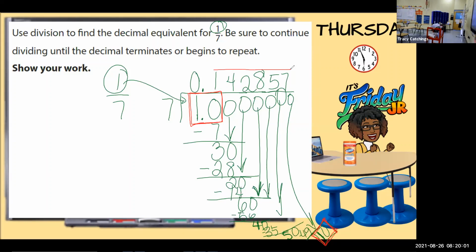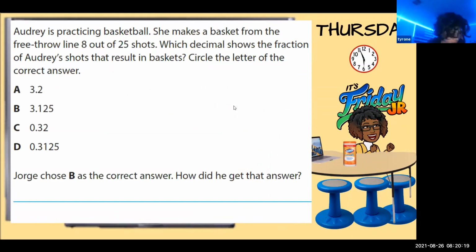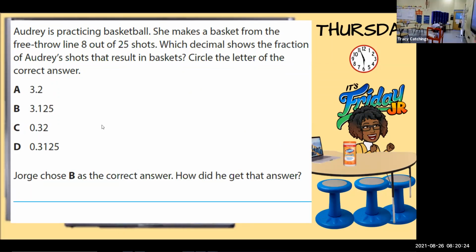Good job, fellas. Any questions about it? No. All right, William, you good? Yes, ma'am. Okay, good job. I thought you said there were no girls in the back. All right, I'm going to give you about 30 seconds to a minute.